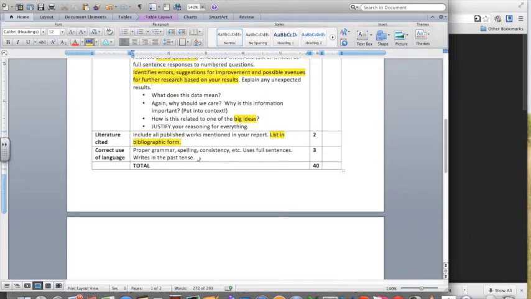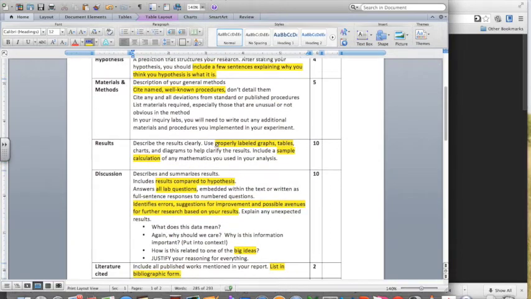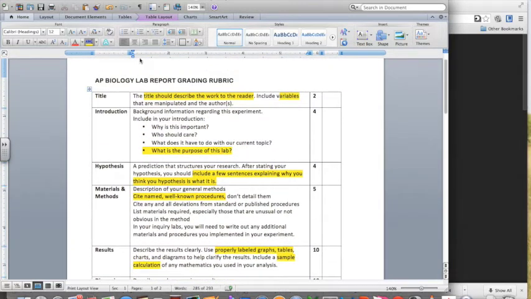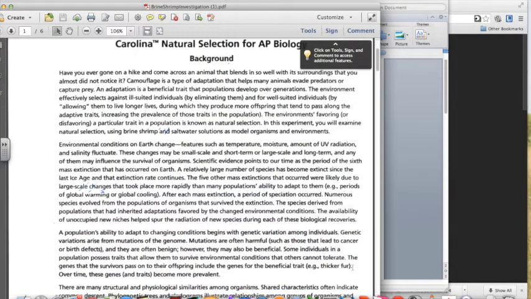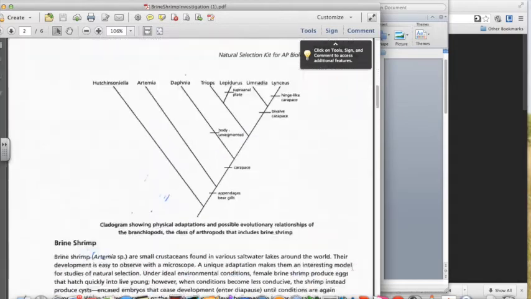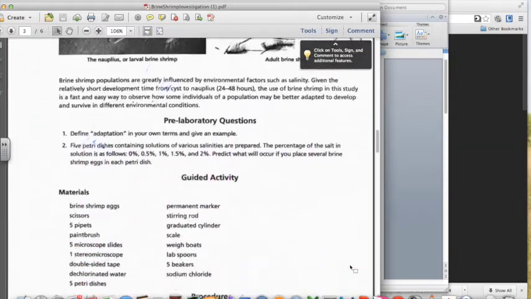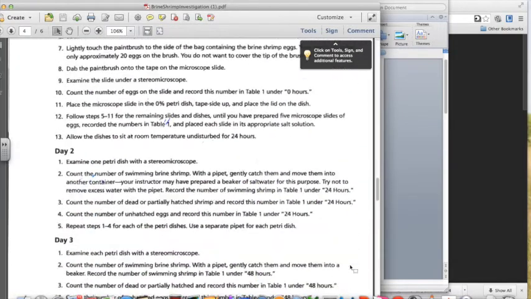Also in your discussion, you need to relate this to one of the 4 big ideas. So remember, we have evolution, interaction, free energy, and there's one more that I'm forgetting during this recording, but you guys can look it up. Okay, so here is the lab.